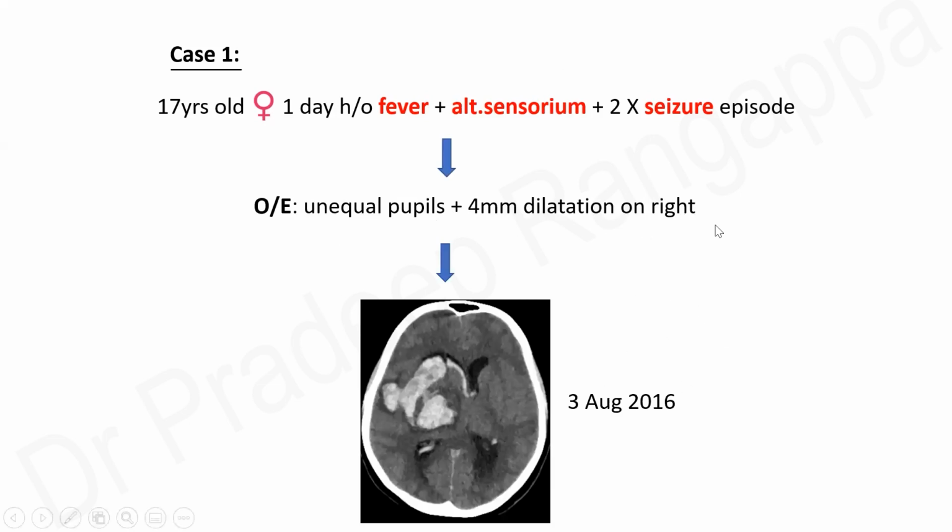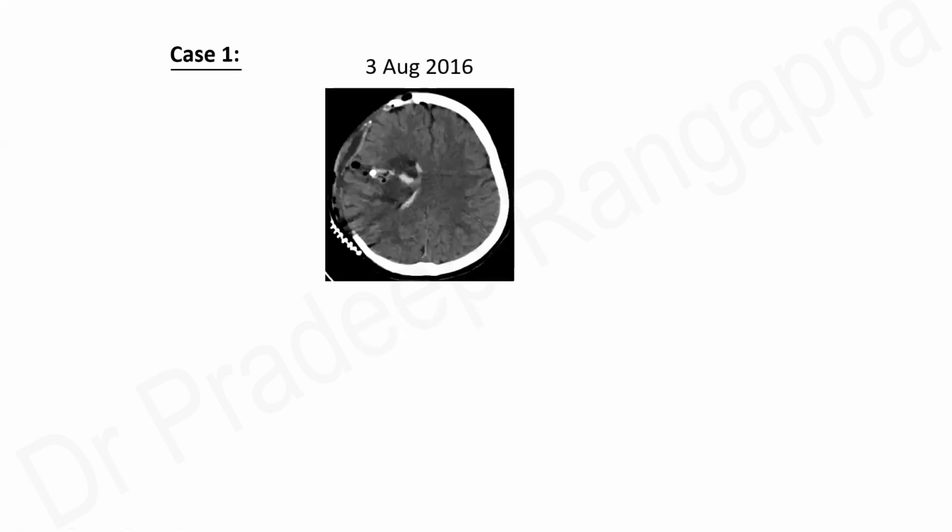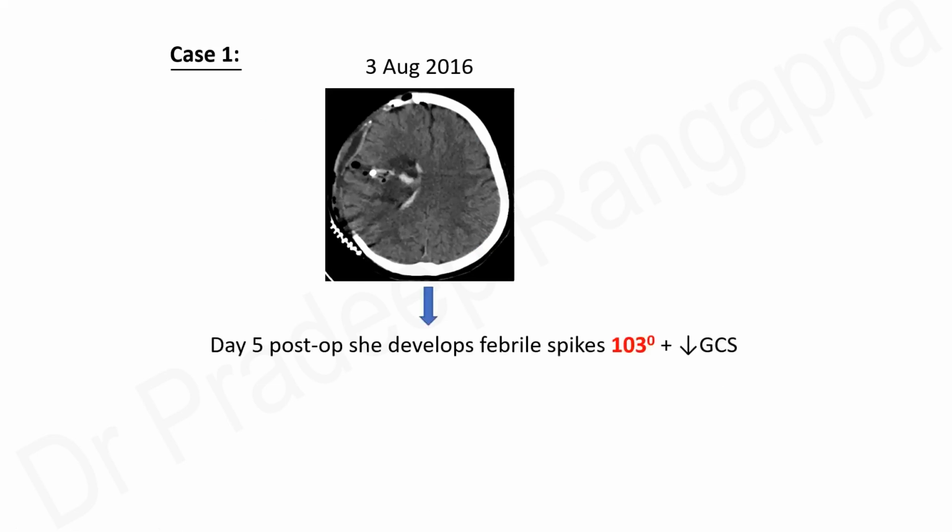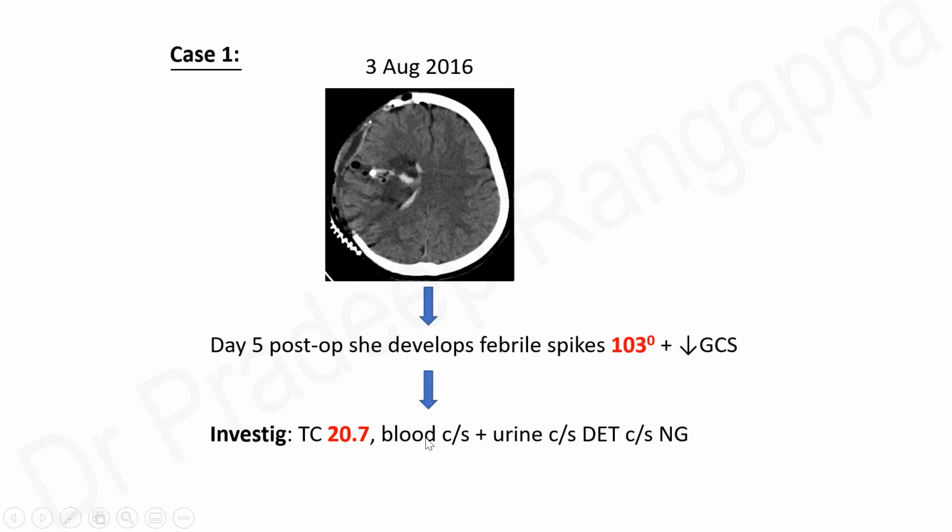This was the CT brain of the young lady on the 3rd August 2016. She had this huge hematoma in the MCA region, the corpus callosum, and in the capsuloganglionic region. Obviously decompressive craniectomy and clot evacuation were done. On day 5 post-op, she developed febrile spikes of 103° with deterioration of her GCS. Investigations showed a total count of 20.7. Blood culture, urine culture, and DPT all showed no growth.